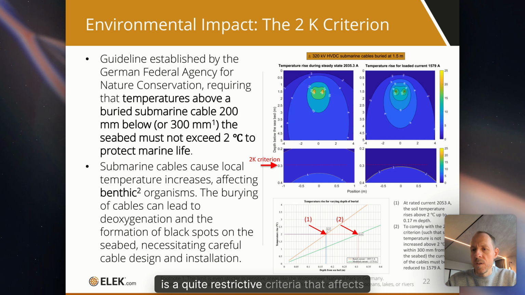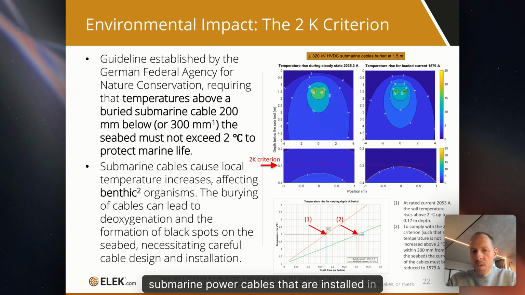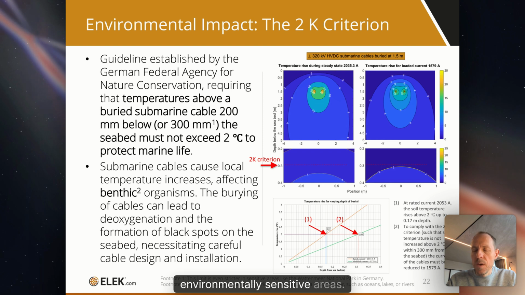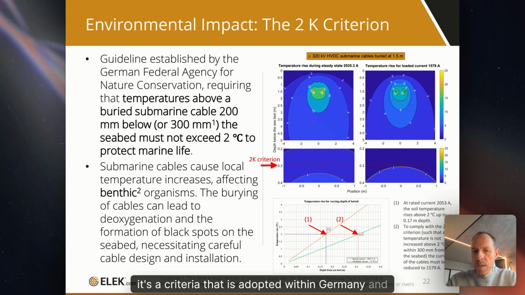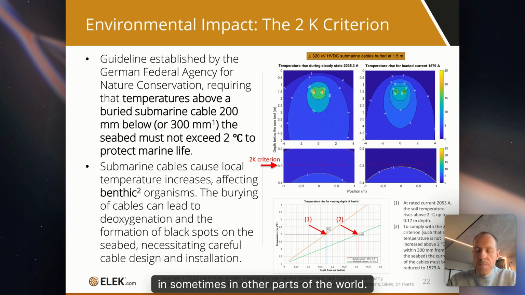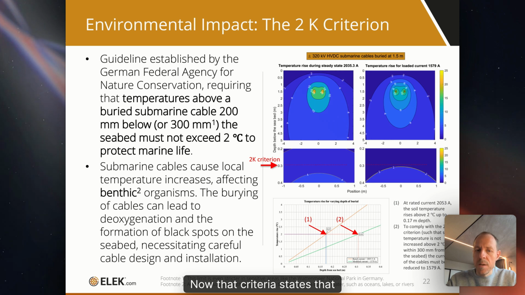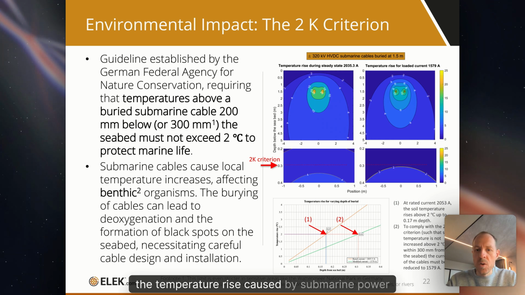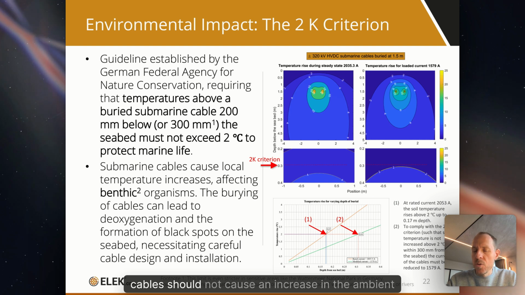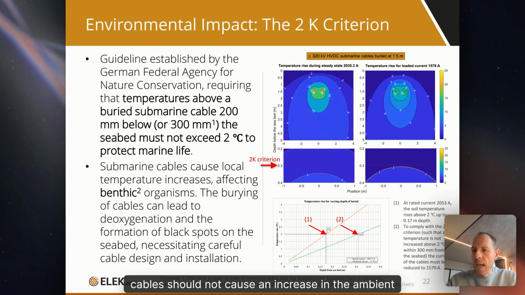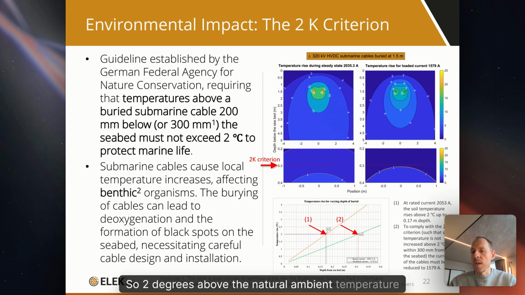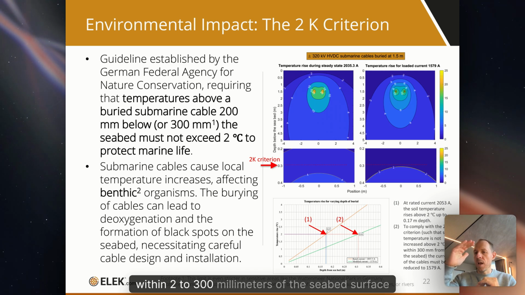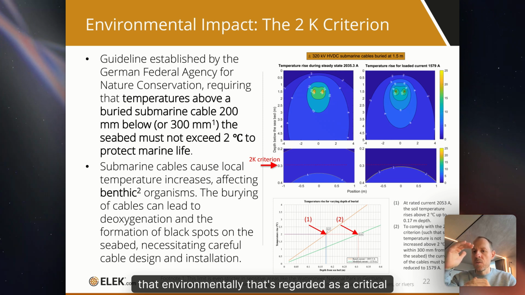The 2K criterion is a quite restrictive criterion for power cables that are installed in environmentally sensitive areas, and it's a criterion that is adopted within Germany and sometimes in other parts of the world. Now, that criterion states that the temperature rise caused by submarine power cables should not cause an increase in the ambient soil temperature of more than 2 degrees above the natural ambient temperature, within 200 to 300 millimeters of the seabed surface. Environmentally, that's regarded as a critical section.